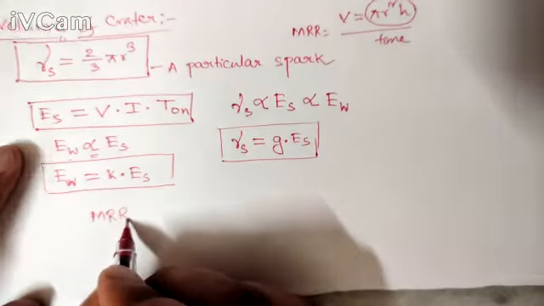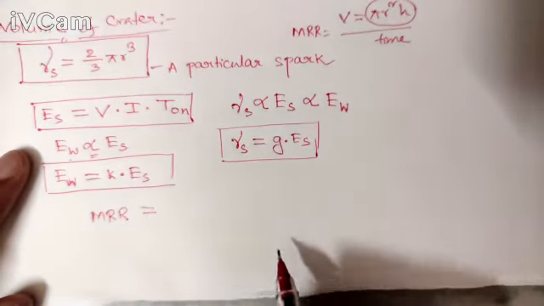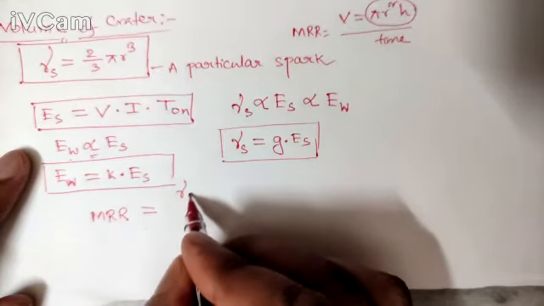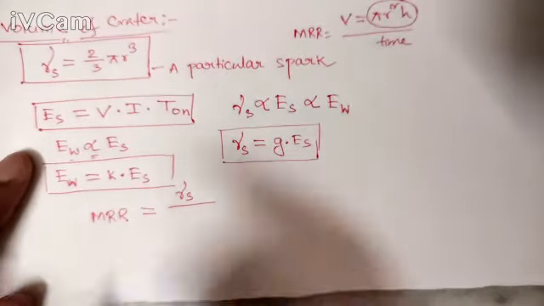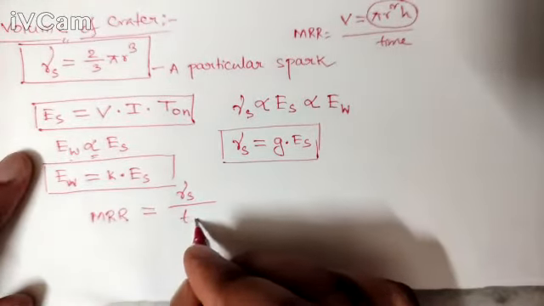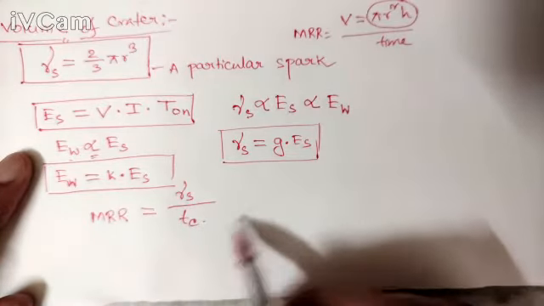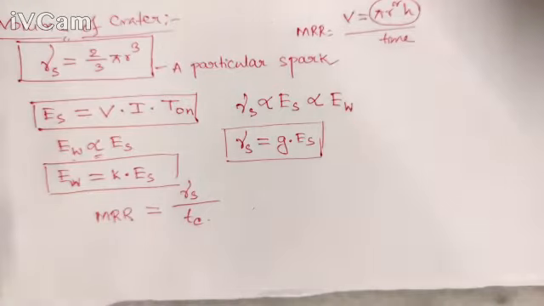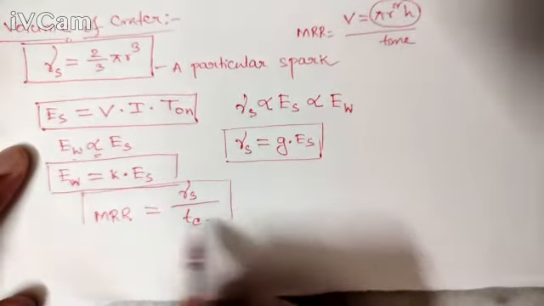So what will be our MRR? MRR will be nothing but the volume of material which got removed in a single spark, divided by time. So what is the time? The time for which the spark was present. That will give you the material removal rate.